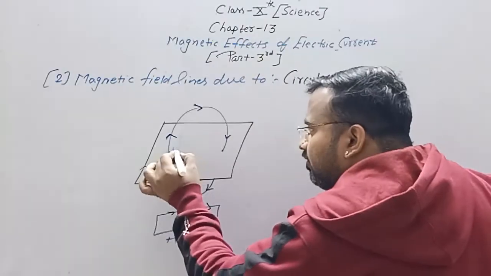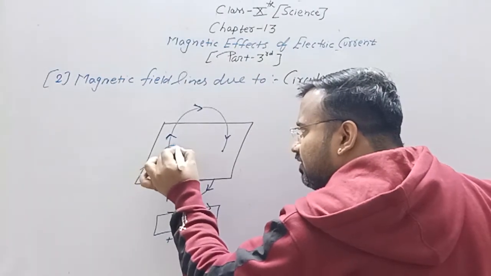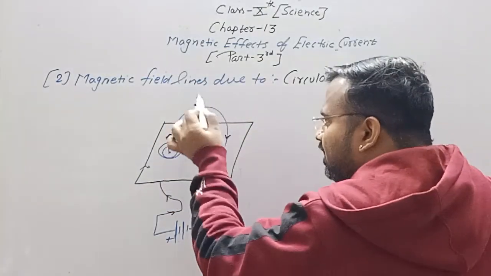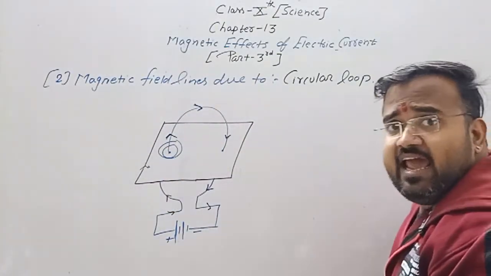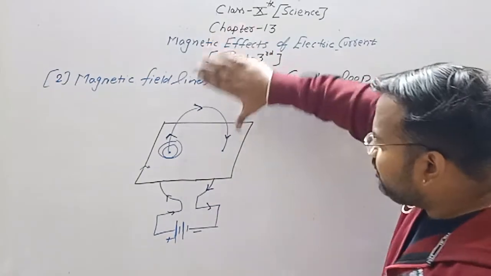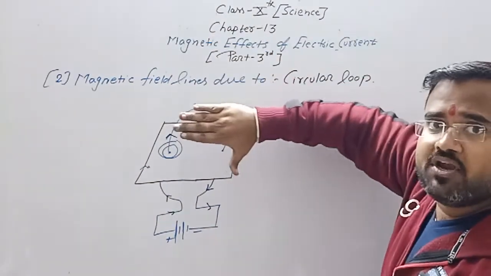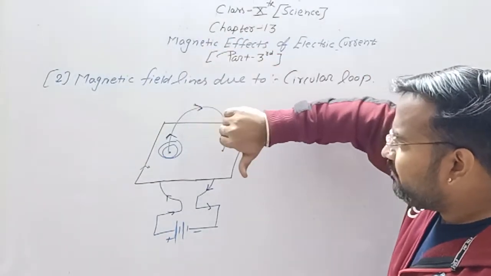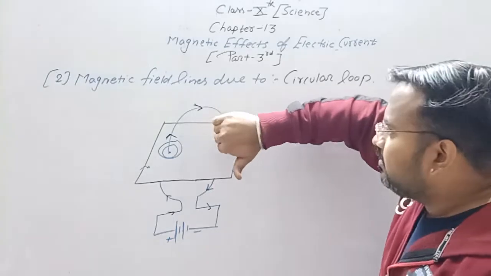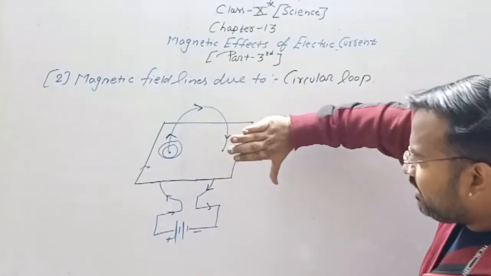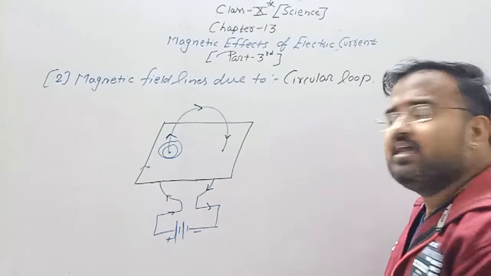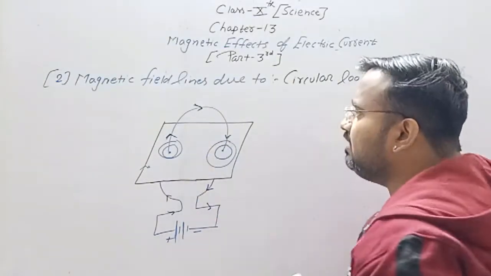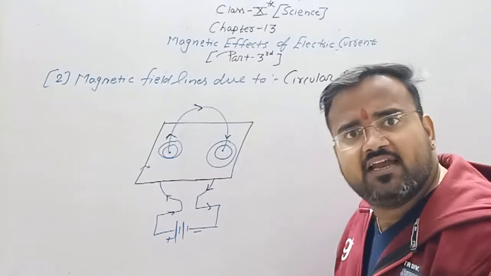So here what we can see, the concentric circles of magnetic field lines would generate from here to here, and as the direction of current is downward, according to Maxwell's right hand thumb rule, when the direction of current is downward, the magnetic field line encircles the conductor. So the direction of magnetic field lines would be towards the inside of this plane. So see, these magnetic field lines in the form of concentric circles are formed.